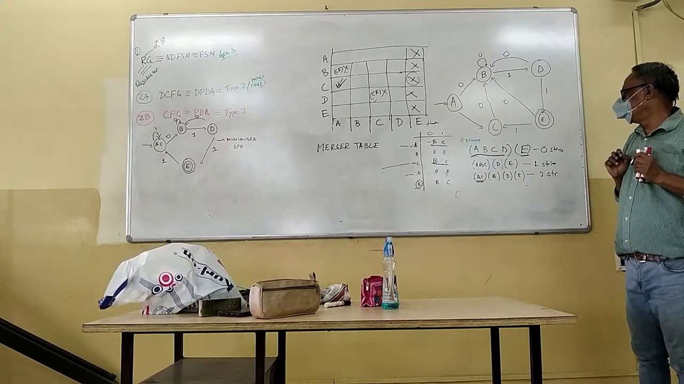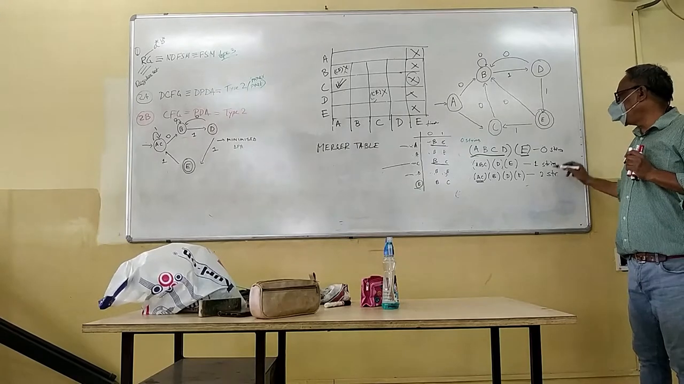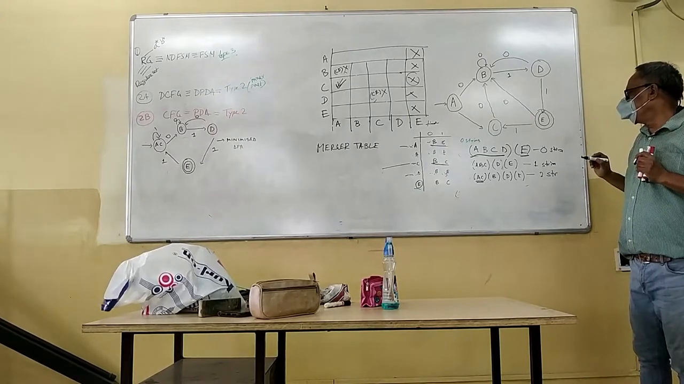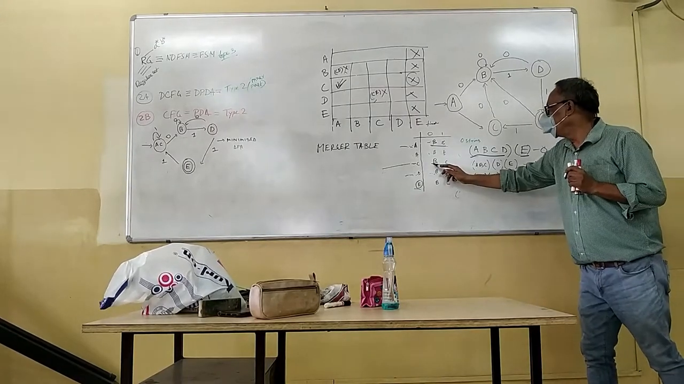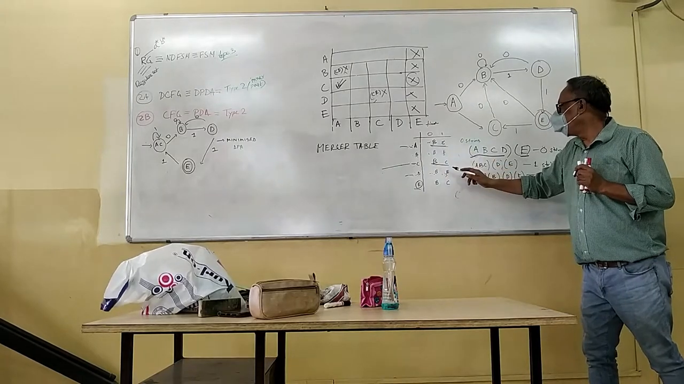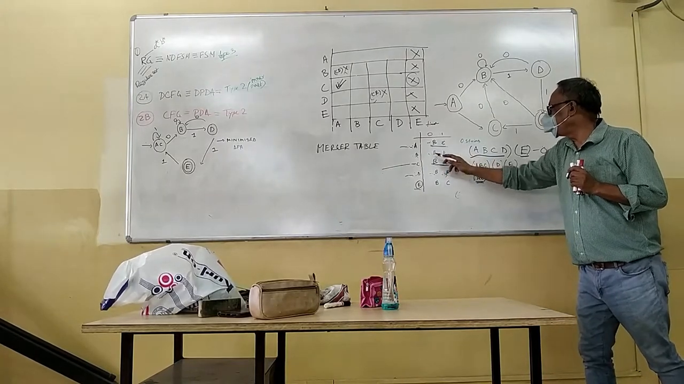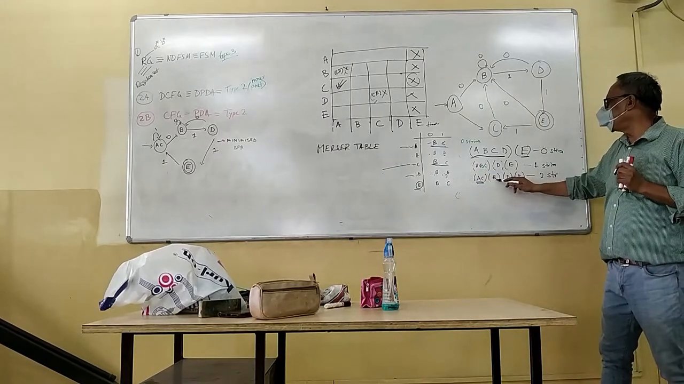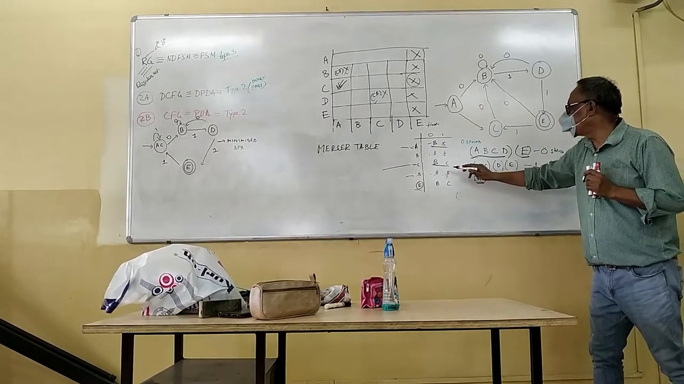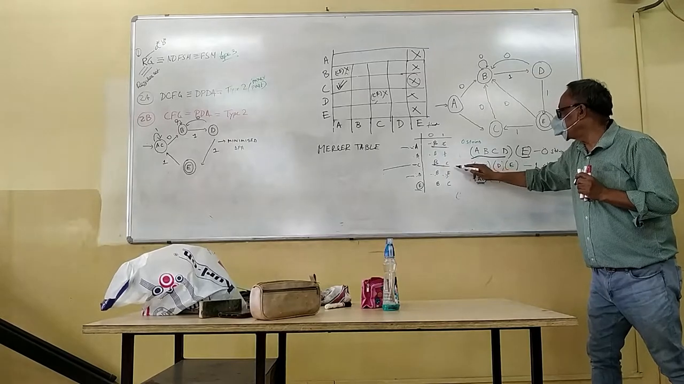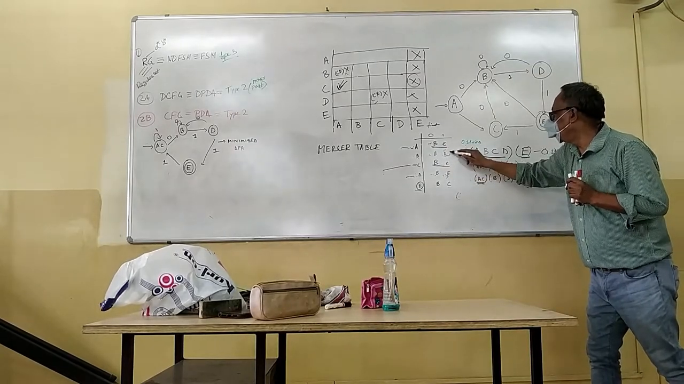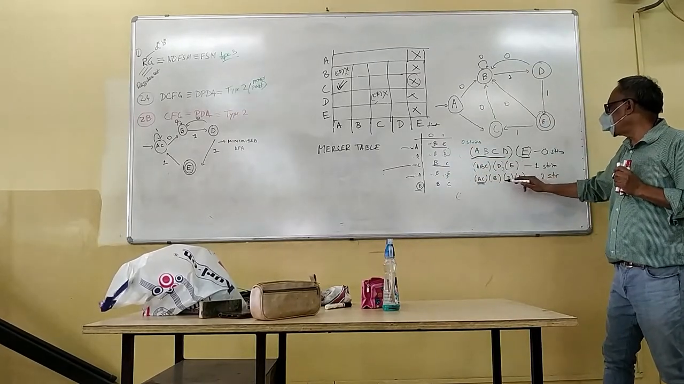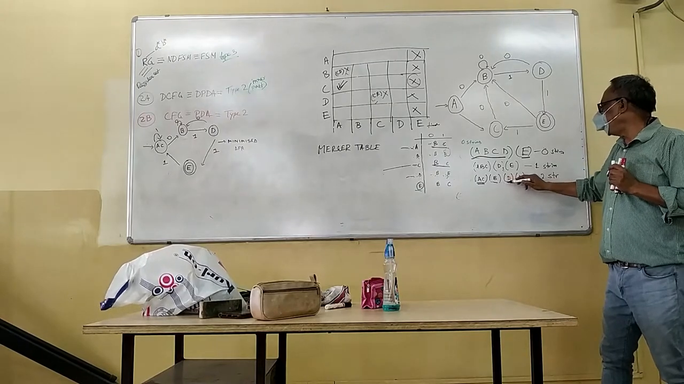Simple. Then you need two strings. B goes to C and B. B goes to D and B goes to B. B is separate, because B is going to D. So B is separate, plus AC, B and D.